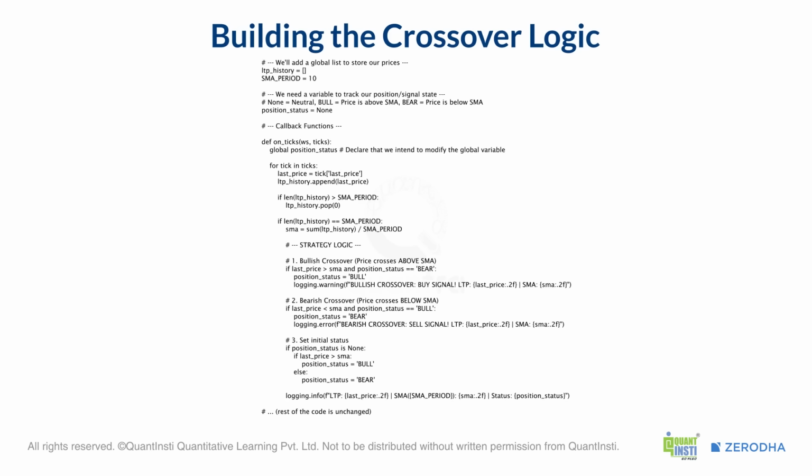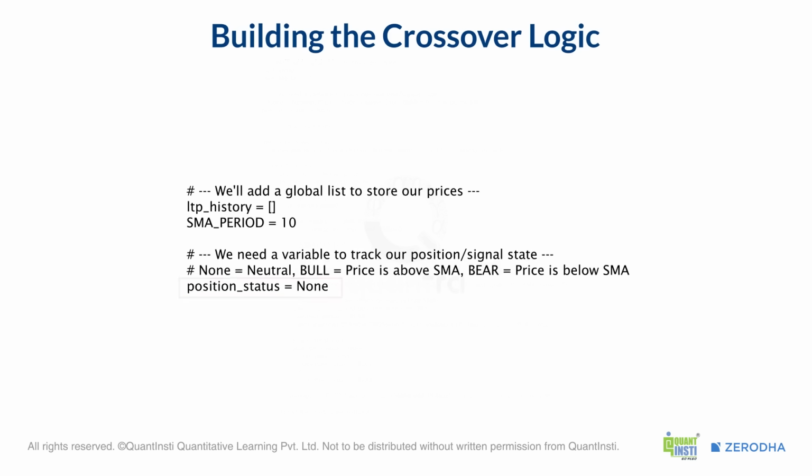Let's walk through these crucial changes inside onTicks. First, we created a new global variable, position_status. This variable will remember whether the price is currently above the SMA, bull, or below it, bear. This is our memory.